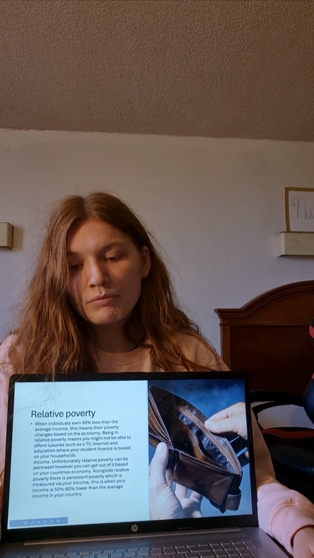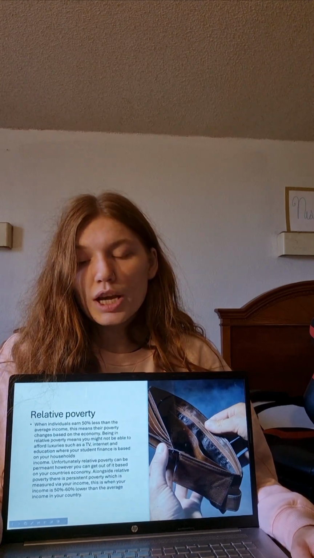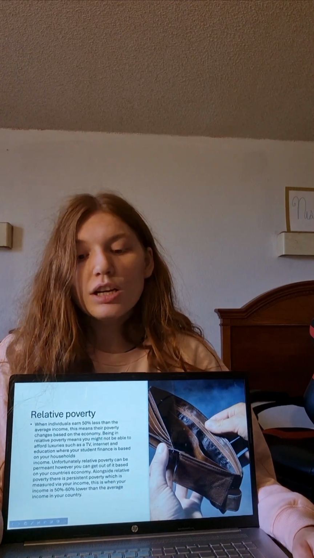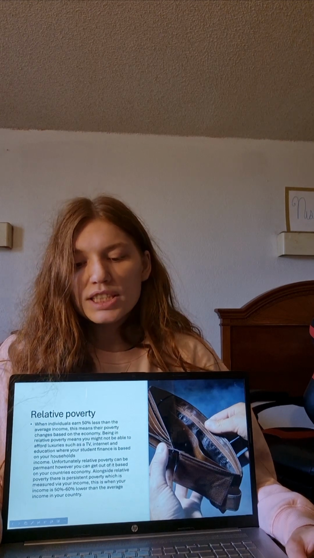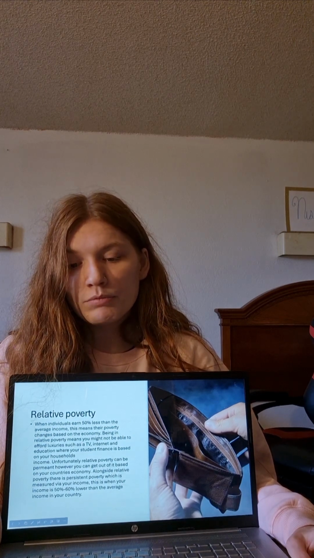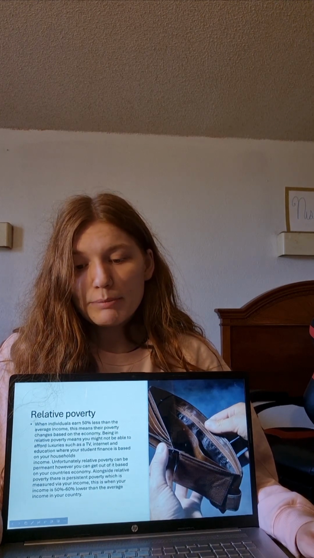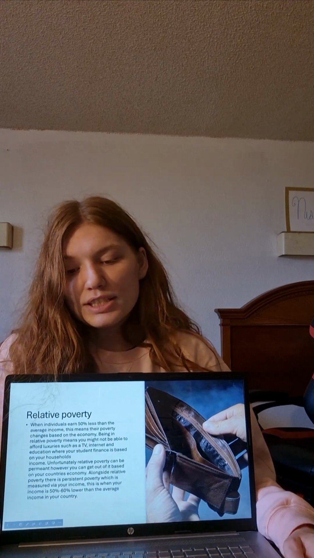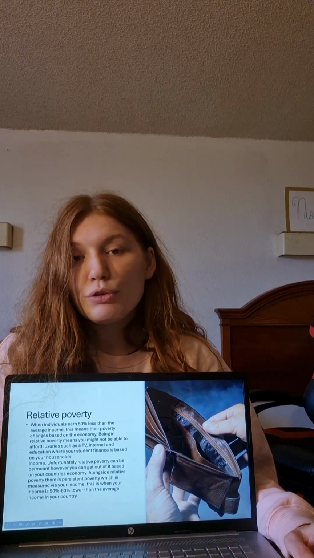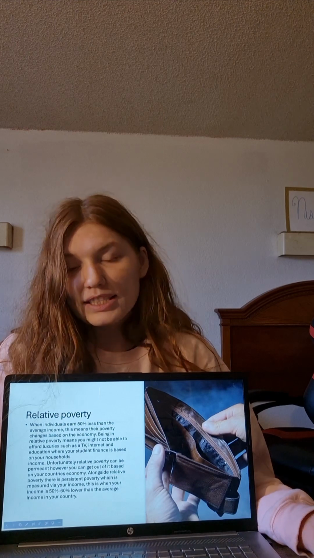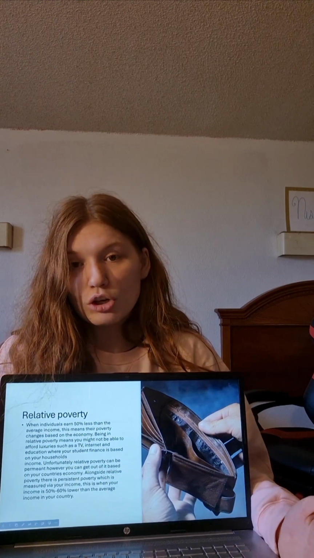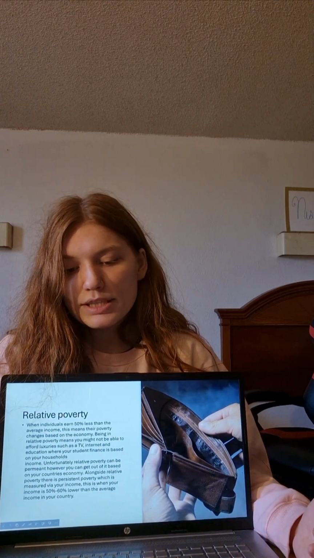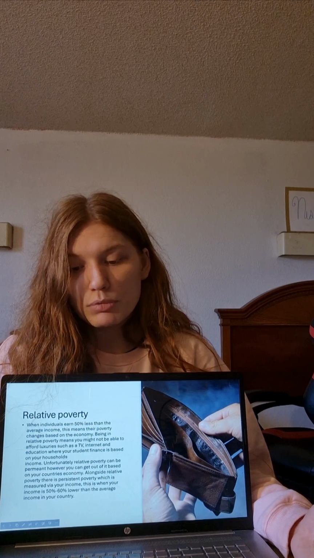Relative poverty. This is where individuals earn 50% less than the average income. This means their poverty changes based on their economy. Being in relative poverty means that you can't afford luxuries such as TV, internet or the sofa you really need or want. Unfortunately, relative poverty can be permanent, however you can get out of it as it's based on the country's economy. Alongside relative poverty, there is also persistent poverty.